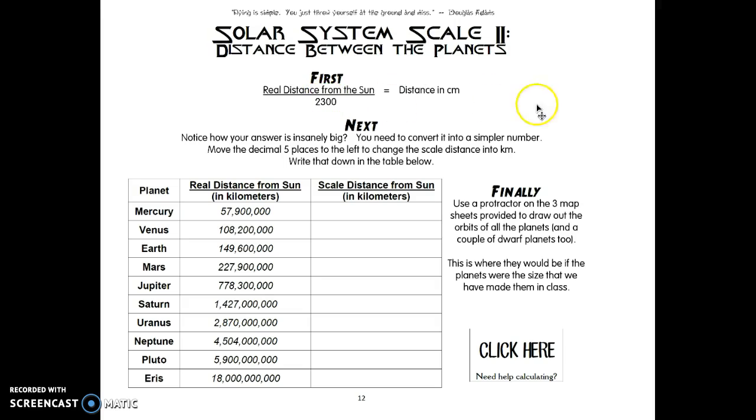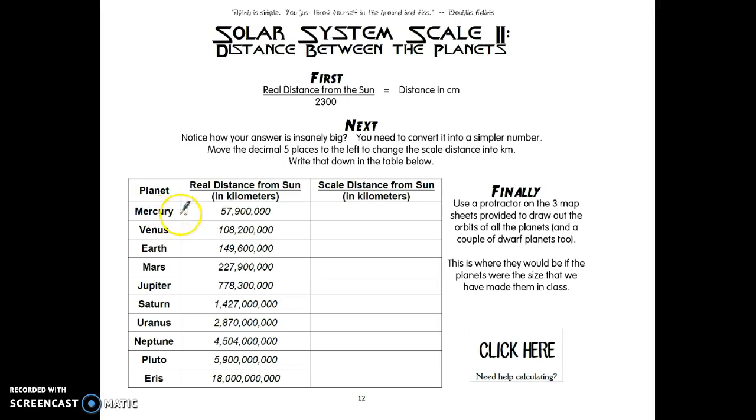And since we originally did our work here with the diameter of Pluto being 2,300 kilometers, we said that was going to be equal to 1 centimeter. So with that in mind, we're going to keep the same scale and we're going to divide by 2,300 again. This time you'll take the real distance from the Sun, which would be these numbers down here, and divide it by 2,300. That should give you initially a distance of how far away to place these things in centimeters.